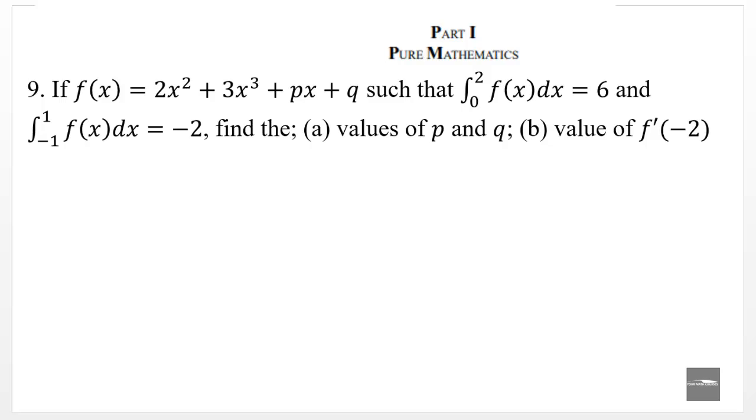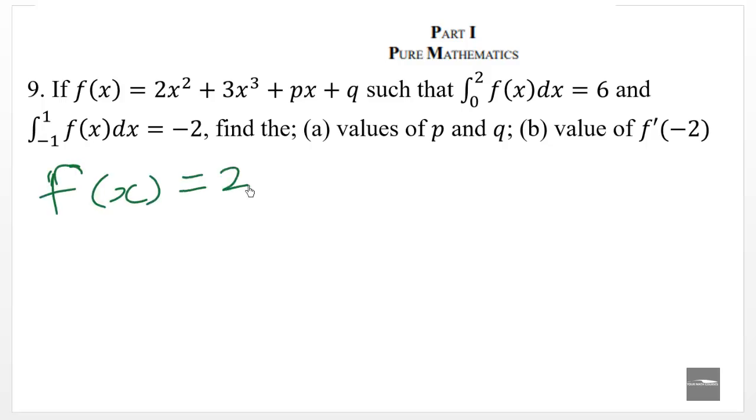So, question number 9. If f of x equals 2x squared plus 3x cubed plus px squared plus qx... such that the integral of f of x dx from 0 to 2 is 6 and the integral of f of x dx from -1 to 1 is -2. We have to find the values of p and q and the value of f prime of -2. So let's see how we'll go about it.